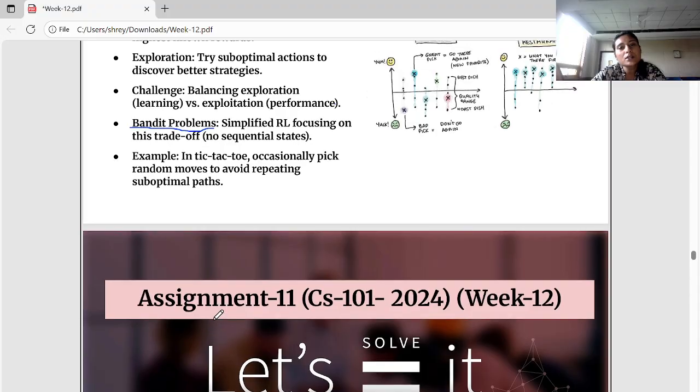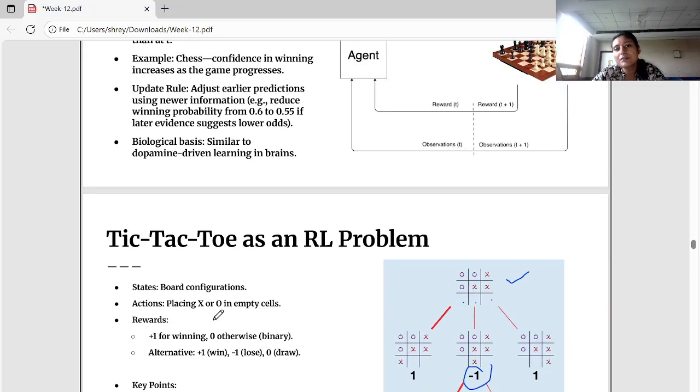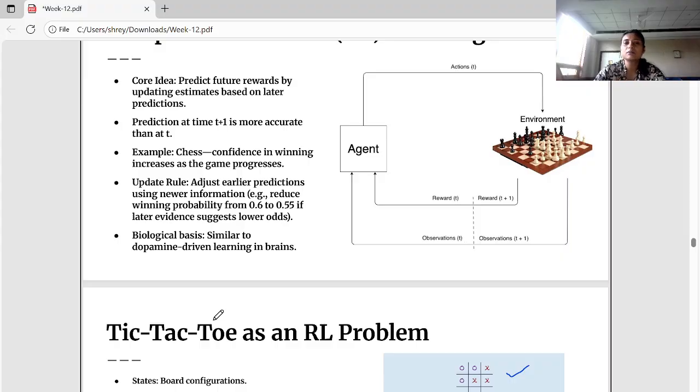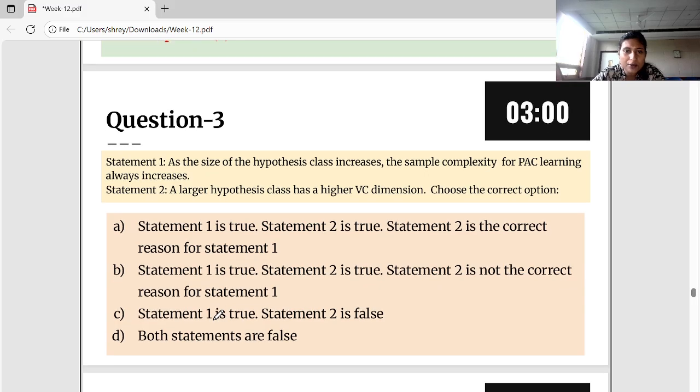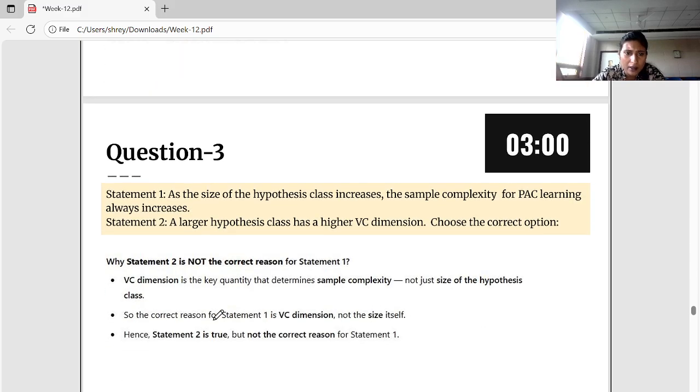Okay, so this is all about reinforcement learning. Basically, we have not included much of the details here. We have just included that this is to be learned. So it's a big, more like small concept here. But I want to show you one question which is related to reinforcement learning.